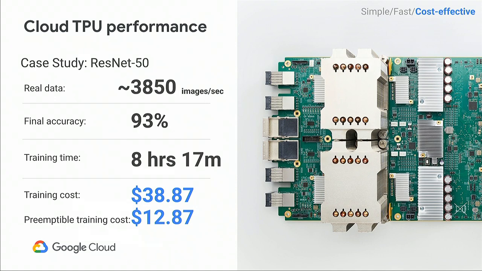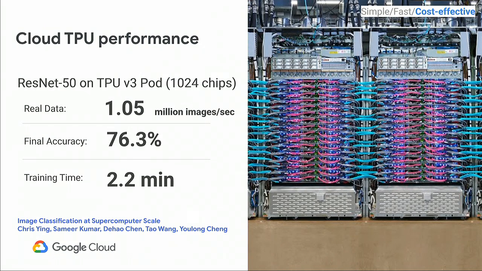And if we use a preemptible TPU, the cost was almost 1/3, a little under $13. So in $13, you have a supercomputer at your disposal to train a very complex model. Isn't that incredible? And with version 3 and using many, many chips in parallel, in this case 1024 chips, we could train the ResNet 50 model on the ImageNet dataset up to 76.3% accuracy in just 2.2 minutes.